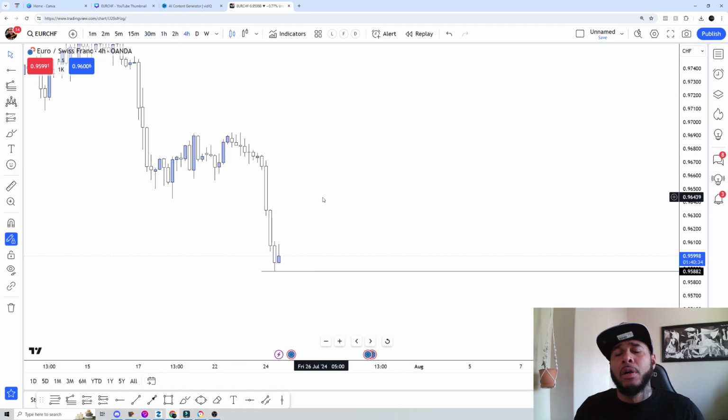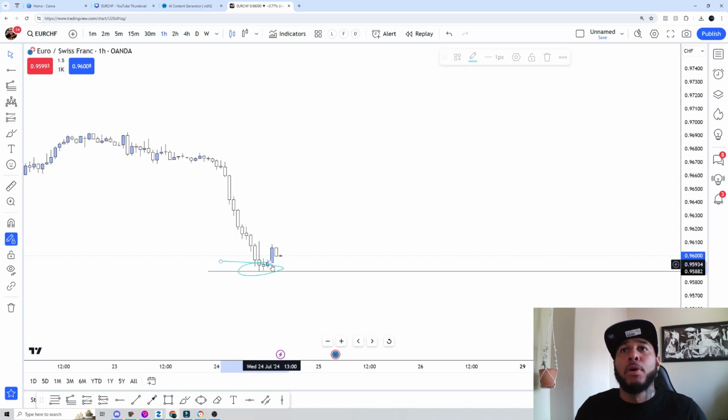Scale up to the 4 hour one more time. This wick to the downside on this candle right here is also important, right? That's showing me the start of rejection, that sellers are getting tired and buyers maybe coming into the market. When we scale back down to the 1 hour here, we're going to see that with this bullish engulfing candle.